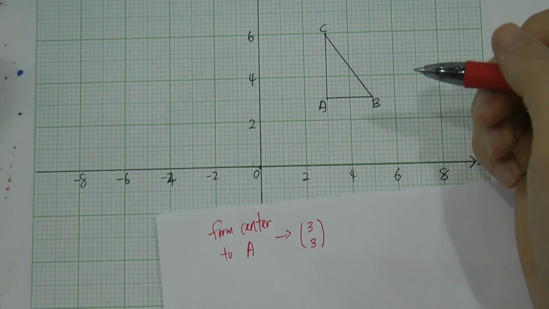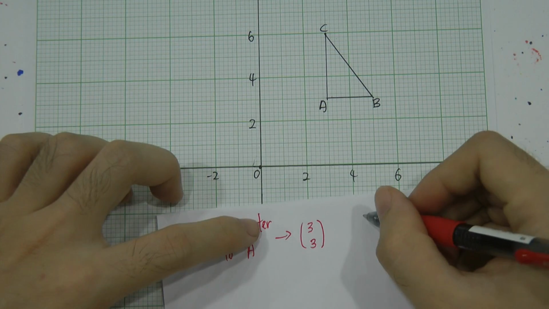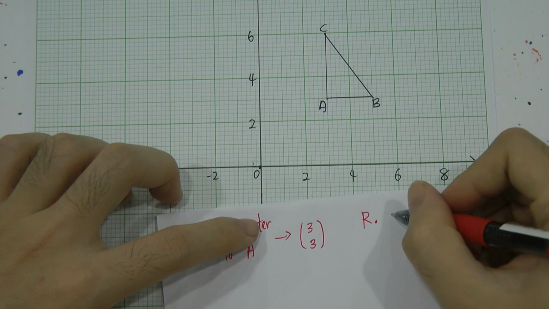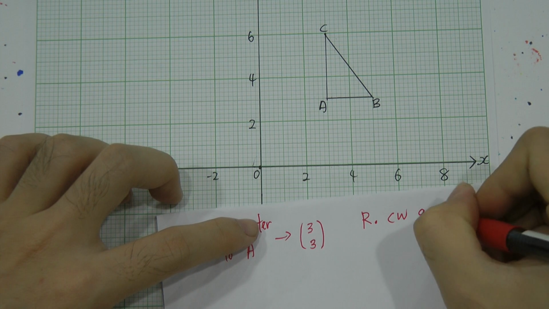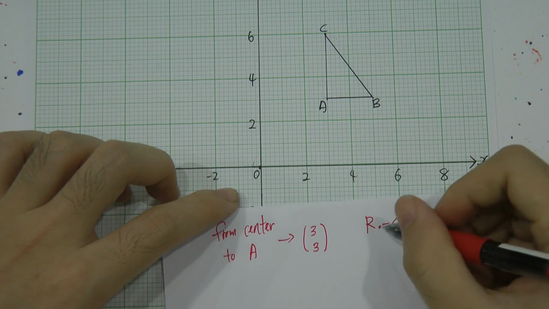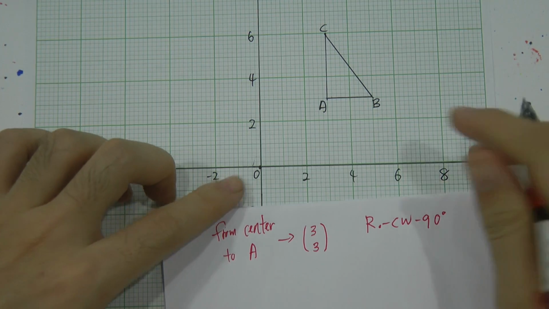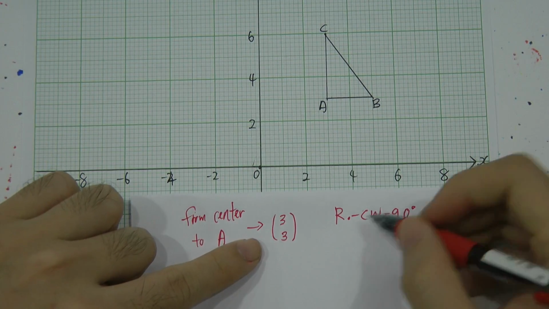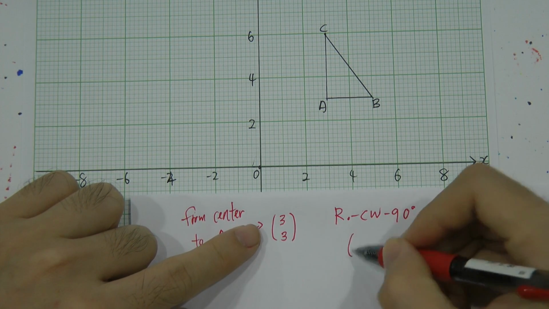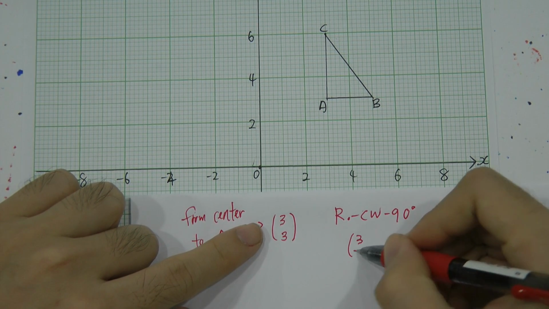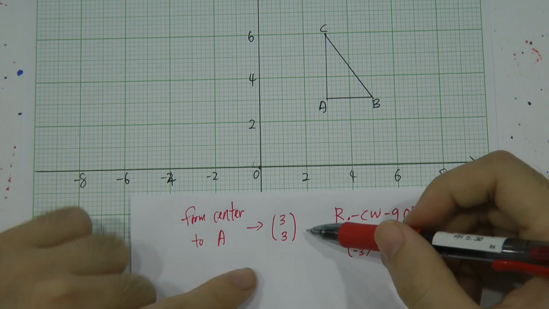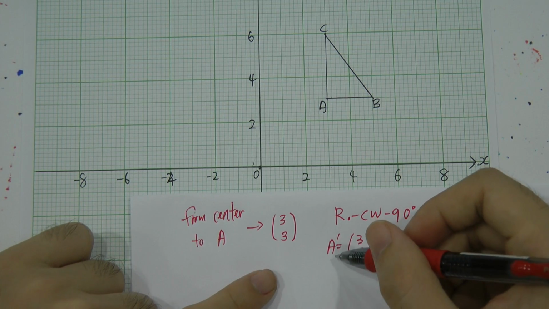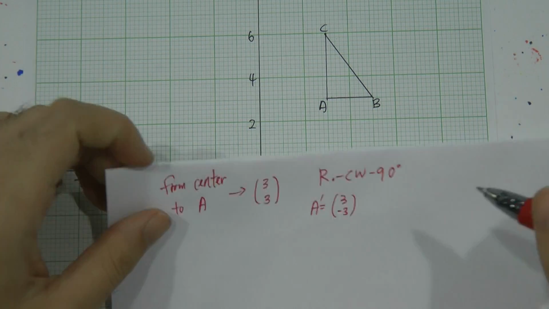So let's say the first question we do is rotation clockwise 90°. So first we rotate this one. When rotating clockwise, what we do is flip the 3, 3 over. It's 3, 3, but then you have to add a negative to the bottom. This is the translation for your new coordinate of A. So it will be 3, -3 from the center point.